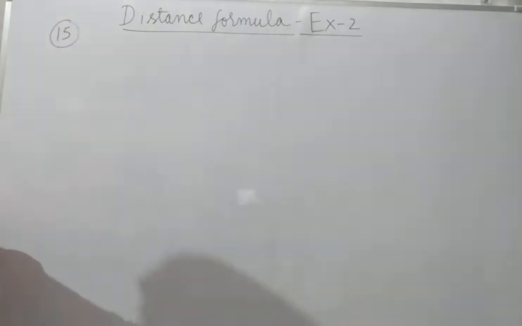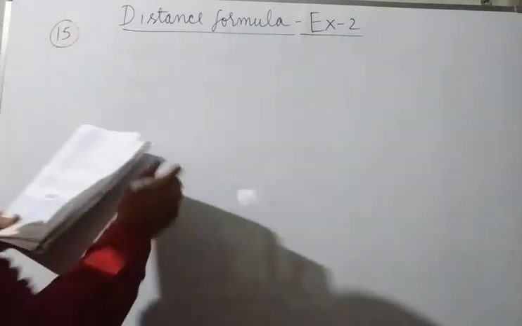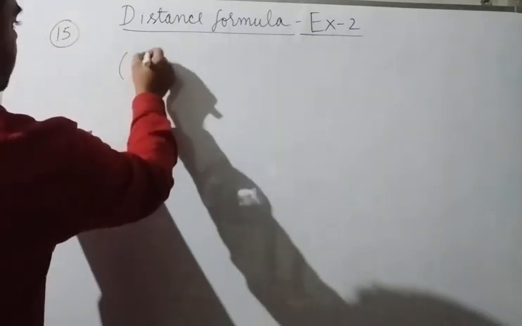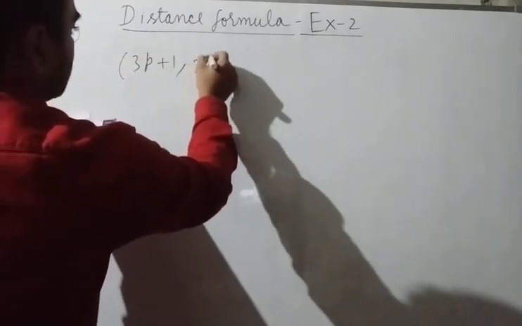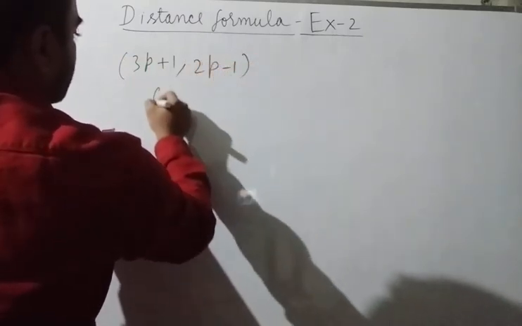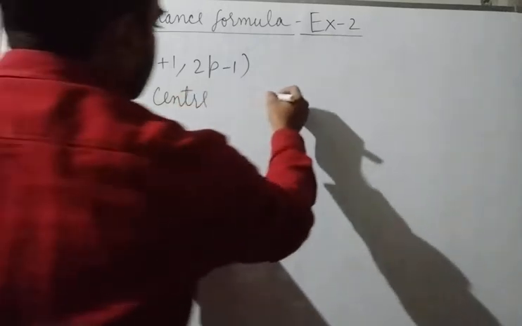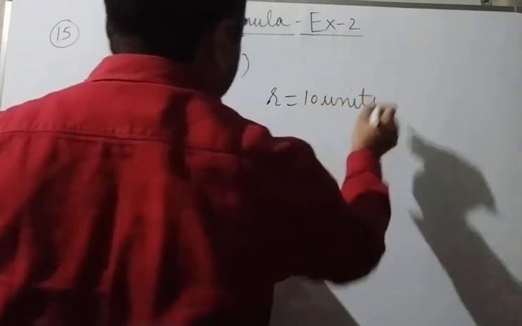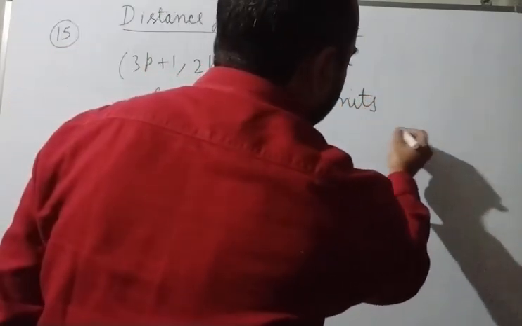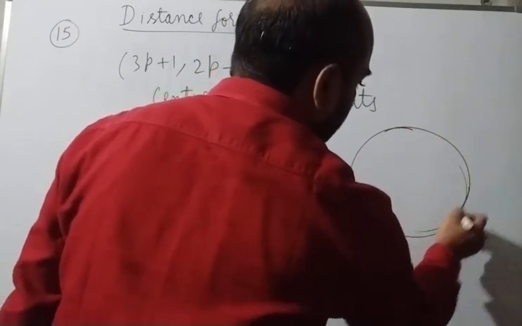So the question is, the center of a circle is given as 3p plus 1 comma 2p minus 1. This is the center. Diameter is given as 20, it means radius will be 10. Correct? Suppose we have one circle. This is the circle.